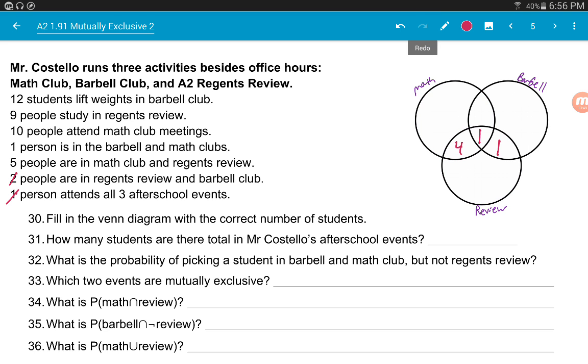Okay. Now I've used that number. It says 1 person is in the barbell and math clubs. So here's math club, and here's barbell club. Now this is the region in which they intersect. There's supposed to be 1 person in there. Well, that's convenient. There already is 1 person. So I suppose this is 0. Now you see there's still 1 person in this shaded region.